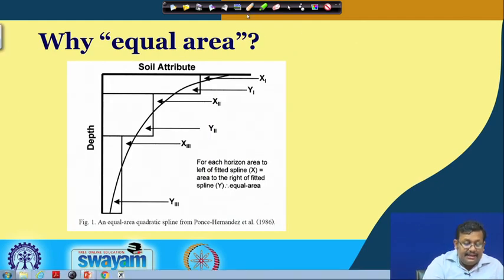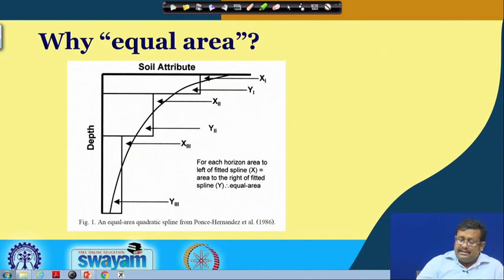This is basically the equal area spline or linear quadratic spline. This is a quadratic spline which you use to harmonize the soil data across our desired depth. Remember that this is called equal area spline because for each horizon, the area to the left of the fitted spline is equal to the area to the right of the fitted spline. So, you can see this is a spline, this area will be equal to this area, this area will be equal to this area. That is why it is called the equal area spline.